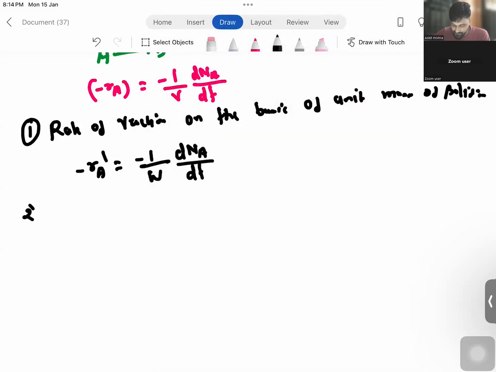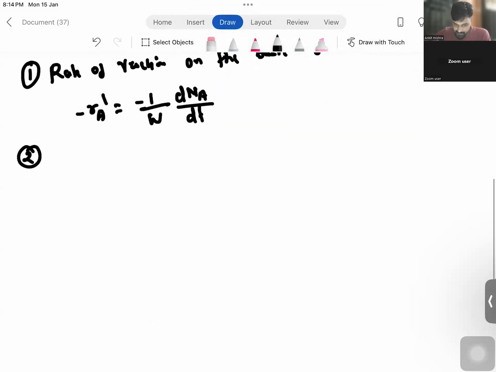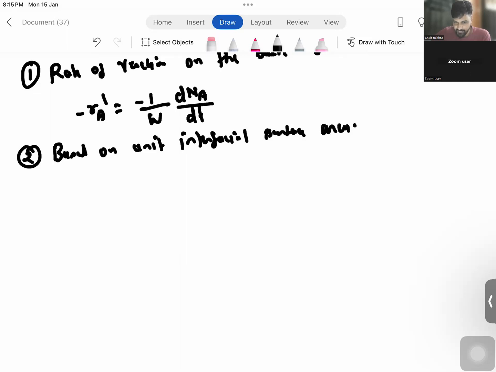Now, second, the rate based on unit interfacial surface area.